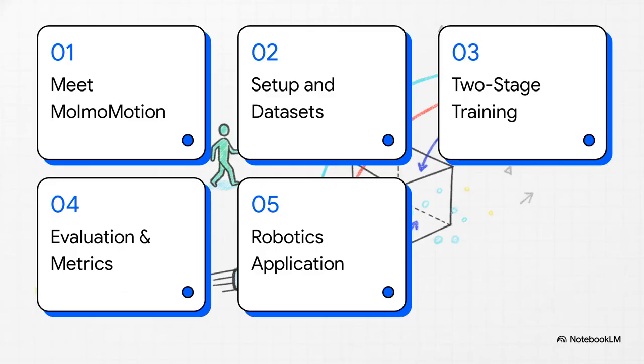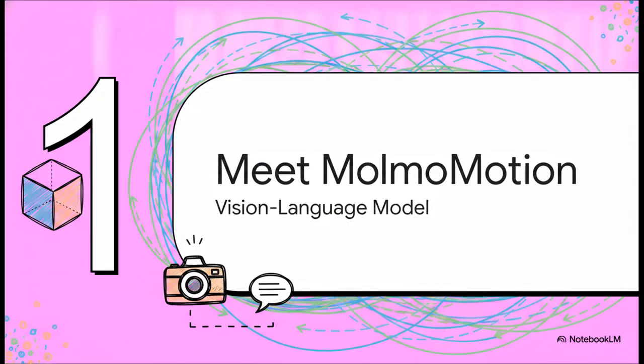Okay, here's our roadmap for today. First up, we'll officially meet MolmoMotion, then we'll walk through the setup and datasets. After that, we'll break down the two-stage training process, check out how to evaluate it with metrics, and finally, wrap up with a really cool real-world robotics application. So let's jump right into part one, meeting MolmoMotion, this brand new vision language model.